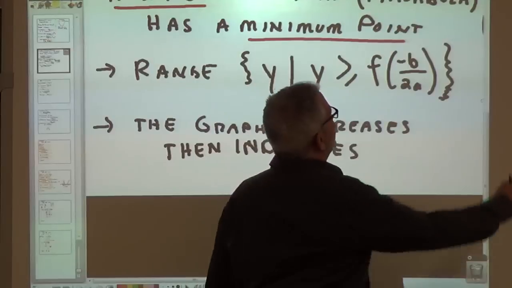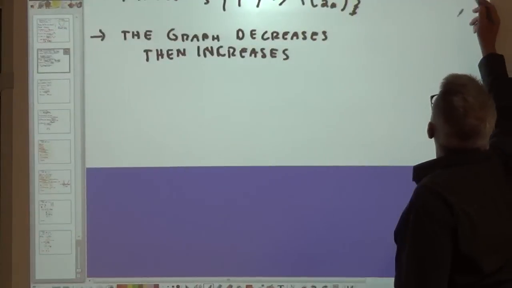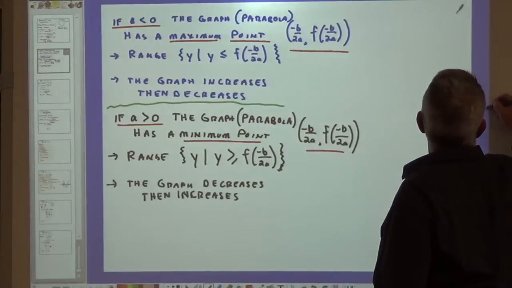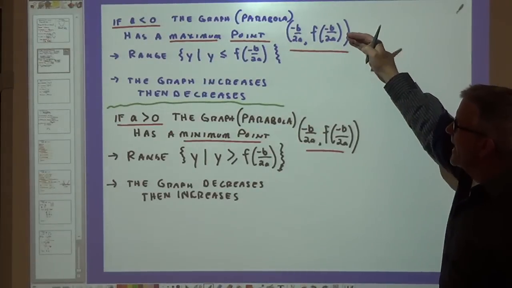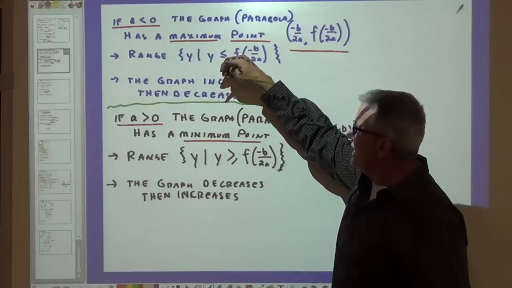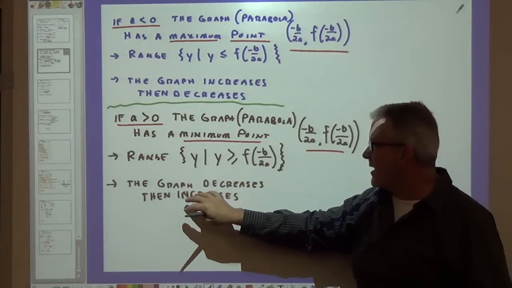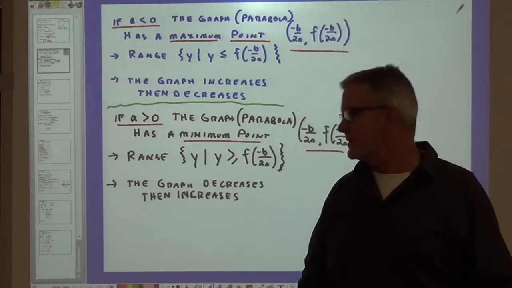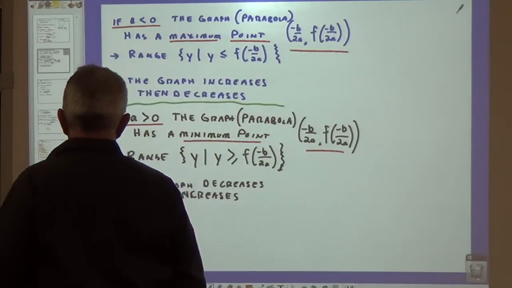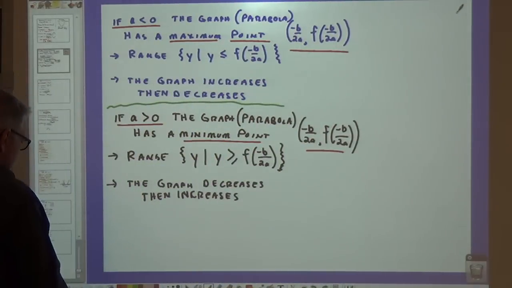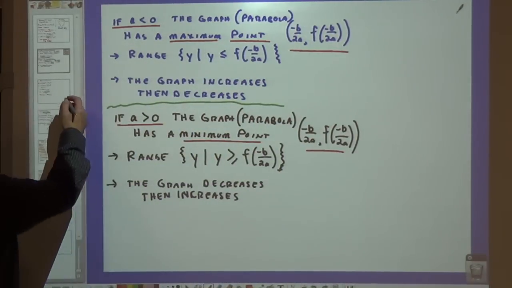Let's look at the full slide here. Everything here on this slide. Did we get everything on this slide? Yes, we did. Maximum: a is less than 0, I have a max point, and the graph increases, then decreases. a is greater than 0, I have a min point, the range, and the graph decreases, then increases. Thank you very much. So I have the revealer, I don't have the revealer. On to the next slide.